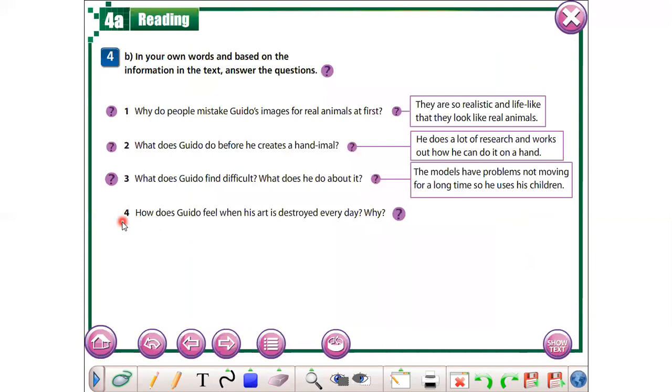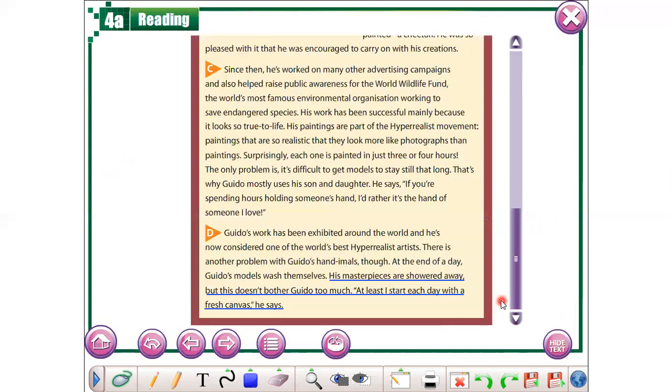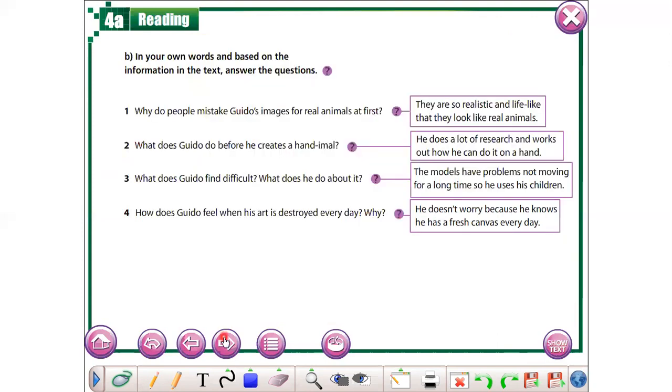Number 4, how does Guido feel when his art is destroyed every day? He doesn't worry because he knows he has a fresh canvas every day. That's in paragraph D. It says his masterpieces are washed away, but it doesn't bother Guido too much. At least I start each day with a fresh canvas, he says. Good. Let's go to the next section. Ready? Please check your answers. Remember, I want the answers in your own words, okay?